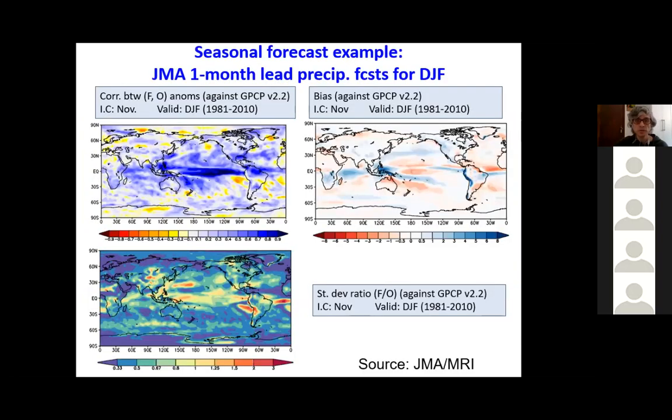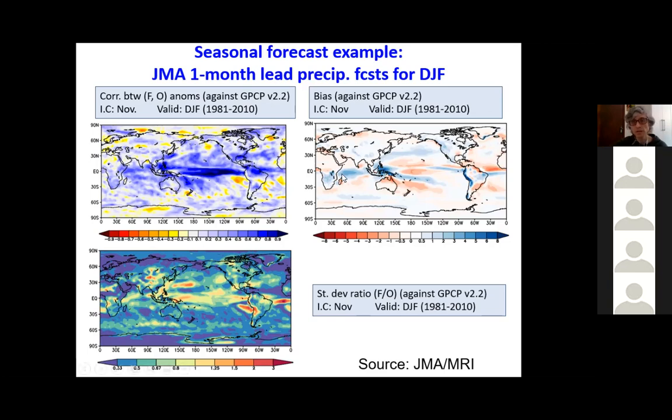An example here for seasonal forecasts: a Japanese model, a seasonal forecast for December, January, February over a 30-year period. So you can look at the correlation between the anomalies that were forecast and observed at each grid point. That's the first map that gives us an idea about the strength of the linear association between the forecast and the observations. But as we said, the correlation is just one single number that doesn't tell you the full story. At the bottom, you have now the ratio between the standard deviation of the forecast and the observations. And then you can see that it is mostly blue, indicating that the variability of the forecast is generally less than the variability of the observations.